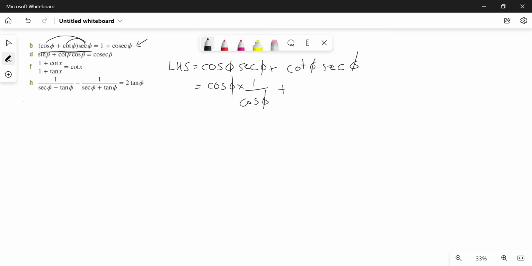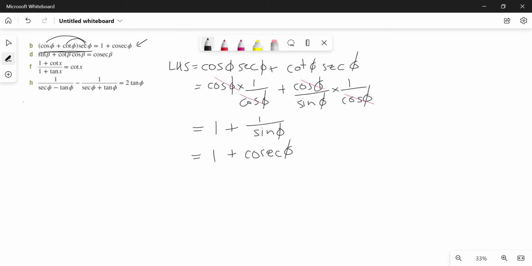Okay, and then here cot. Remember, cot is cos on sine. So cos on sine, and sec is 1 on cos. So you'll see there nicely that in this one, these two cancel, and what's left is a 1. And in the second one here, these cancel, and we've got 1 on sine left. But we know that 1 on sine phi, or theta, whatever you like, is the reciprocal of that. It's cosec. There we go. Which is what we want. So that is the right-hand side.